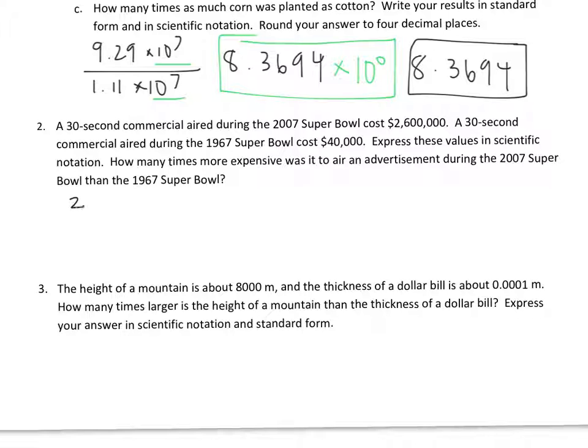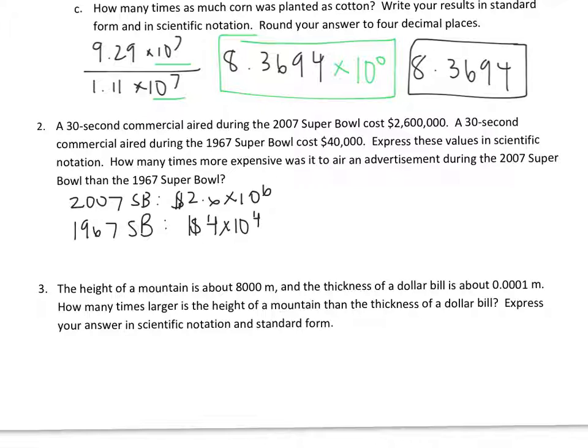So 2007 Super Bowl would be 2.6 times 10 to the 6th power. Again, that has 6 zeros, and I put a dollar sign there to represent money. And then 1967 Super Bowl would be 4 times 10 to the 4th. Again, that's because it has 4 zeros after the 4 in 40,000.